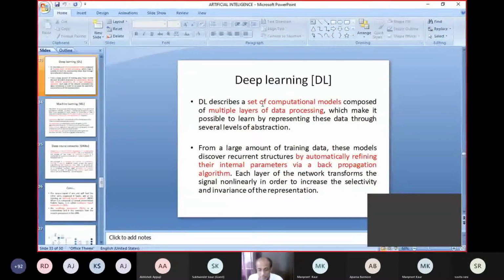Deep learning describes a set of computational models composed of multiple layers of data processing, which makes it possible to learn by representing the data through several layers of abstraction. Basically it is a form of multiple layers of computational data which helps us in generating a new plan. By automatically refining their internal parameters via a back propagation algorithm, it gives a new plan for a new patient. That is called deep learning.